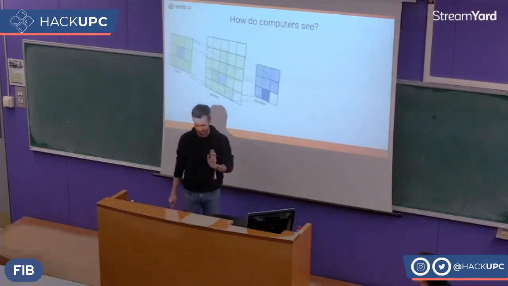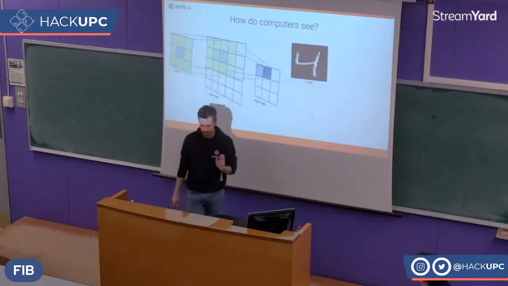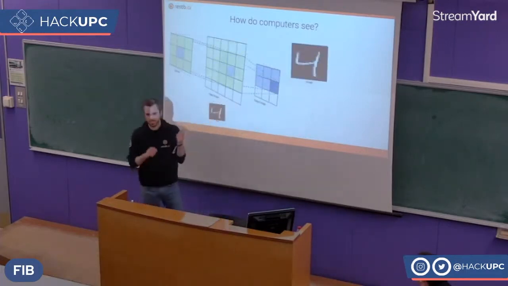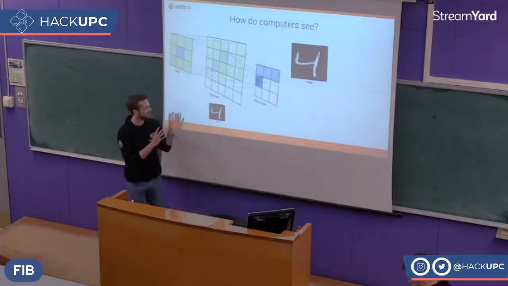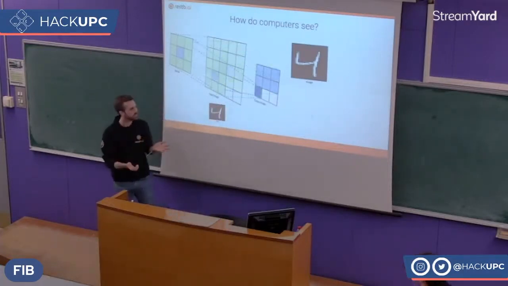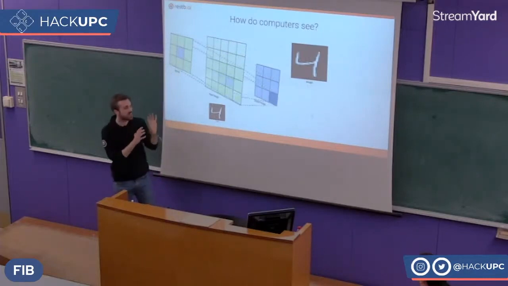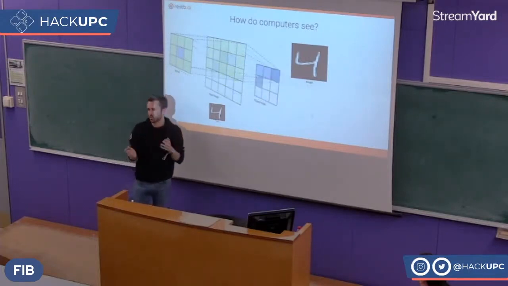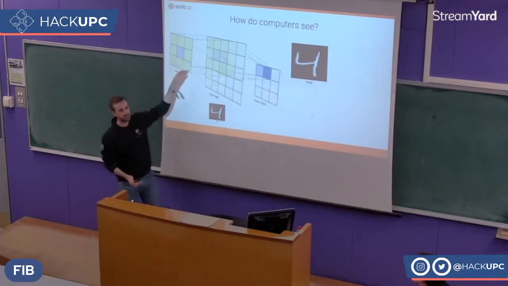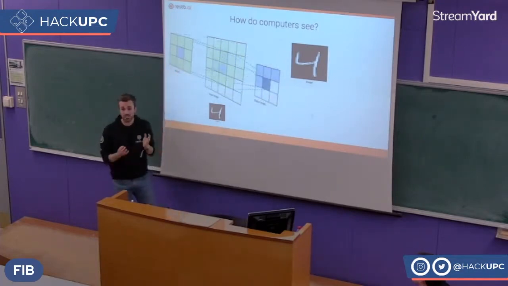So let's see. Imagine that we have an image, like an image of a handwritten number four. Instead of looking at the image as a whole, we can focus on small parts of it. So let's just take a pixel and its neighbors, and we can compare them or do some operation. For example, we could compute the average of the pixels, or we could do the pixels on the right minus the pixels on the left, and this could give us some information.